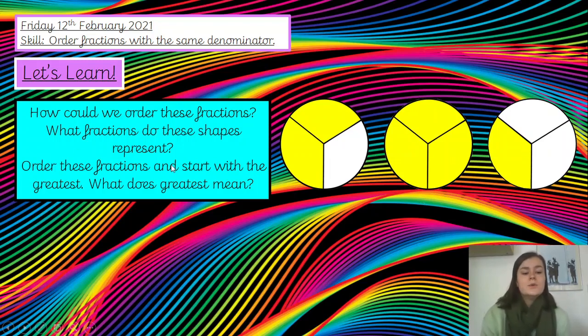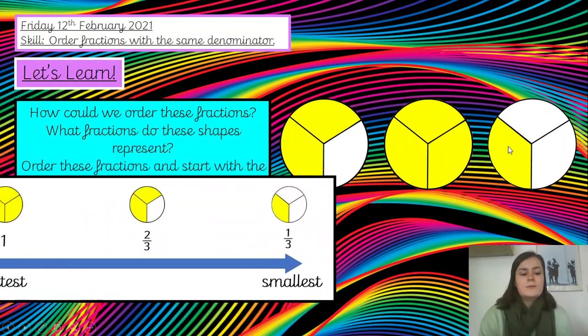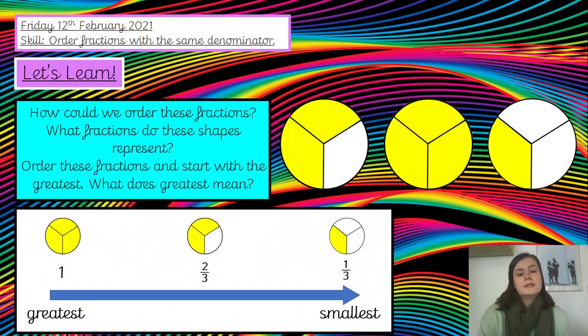So now we need to order the fractions starting with the greatest. Hopefully you said that the greatest means the biggest fraction, doesn't it? The greatest is the biggest number, or in this case, it's the biggest fraction. So which is our biggest fraction? Hopefully you said this middle one here, then it would be 2/3 and then 1/3. So into our books, it would look like this. We've got 1 whole as the greatest, 2/3 and then 1/3 is the smallest. Well done if you said that. Don't worry if you didn't write anything in. If you just had a chat about it, that's fine.